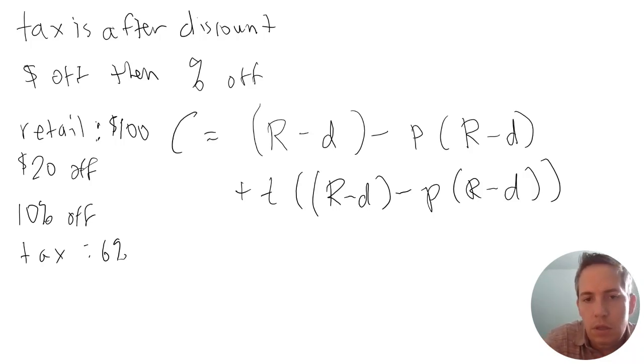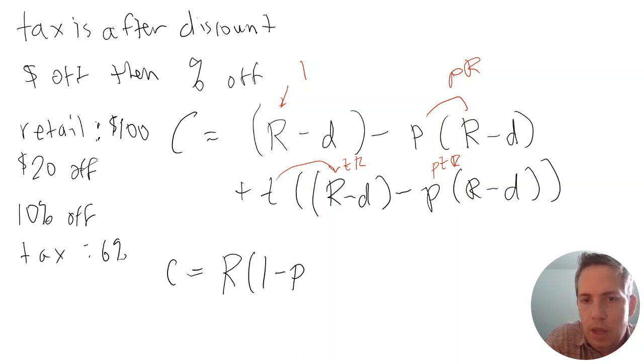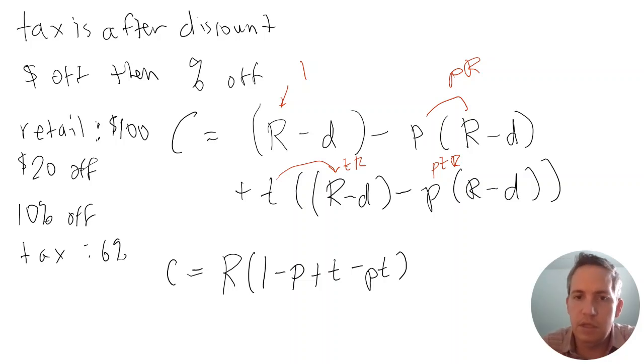Now, if I rearrange this formula, what I notice is that I've got R showing up. This is 1R. P is going to multiply by the R, so that's PR right there. T is going to multiply by this R, so that's TR right there. And then I'm going to have P times T times R right here, so that's PTR. In other words, C is going to equal R times 1 minus P plus T minus PT. So if I put all that stuff in there, that's going to take care of those first parts.